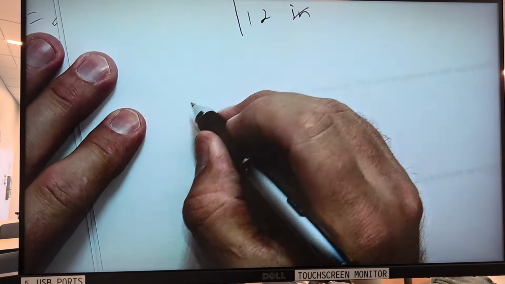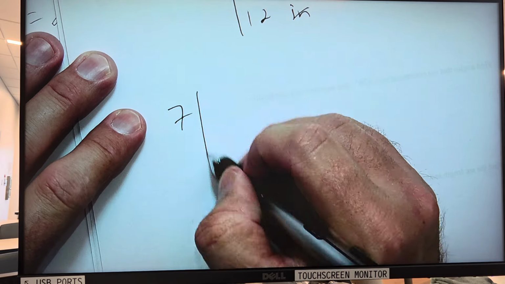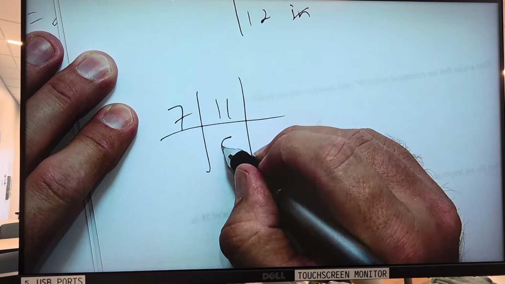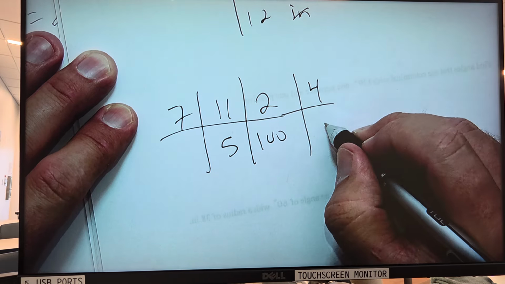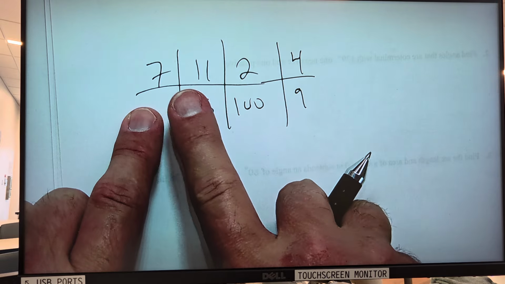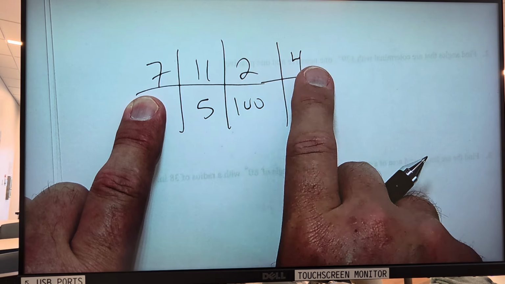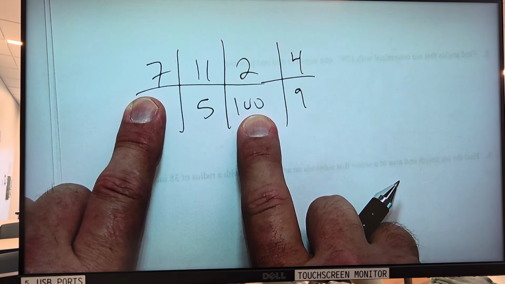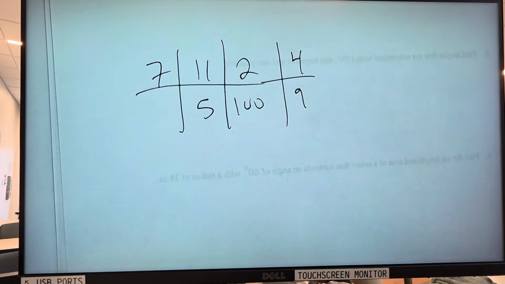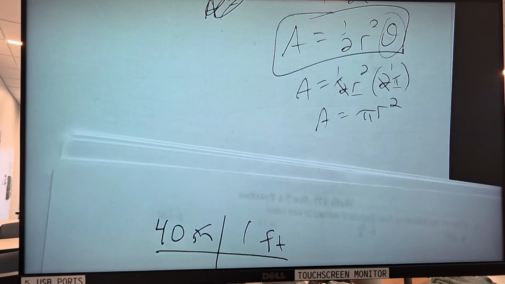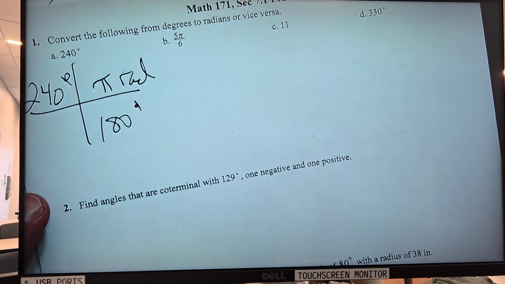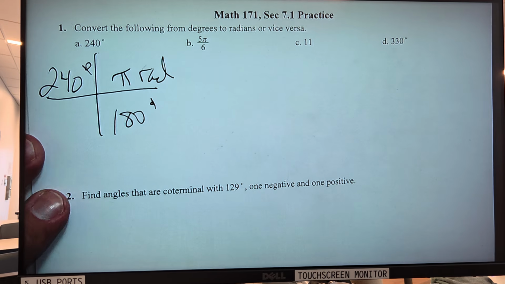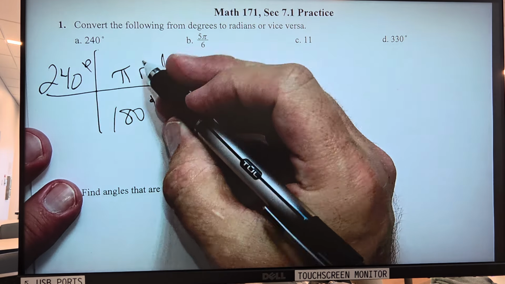So if I had some long thing like this, in my calculator I put 7 times 11 times 2 times 4 divided by 5 divided by 100 divided by 9, and let it spit out the answer. You guys with me? Everything on the top you multiply, everything on the bottom you divide. That's the beauty of this grid method that I kind of stole from chemistry, but they actually stole it from us first, so it's okay.